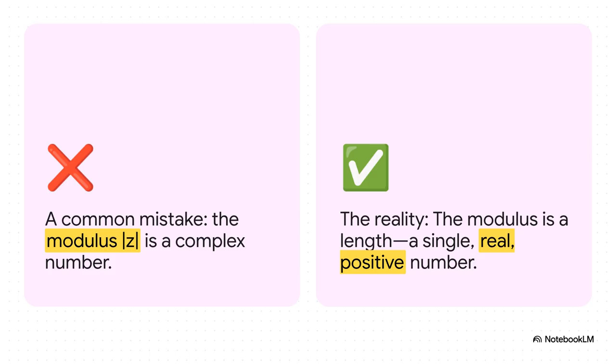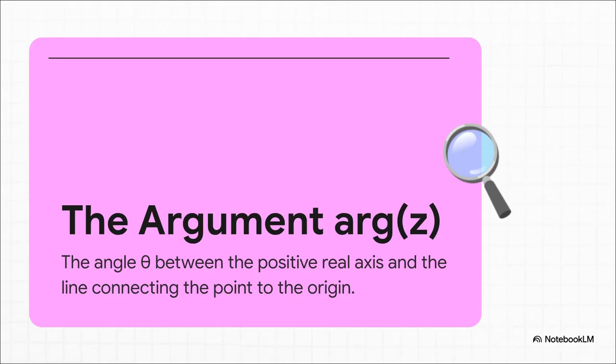Now, here's a common trip-up. People sometimes think the modulus, the length, is itself a complex number. But nope, it's just a length, right? So it's always just a single real positive value. That's it.